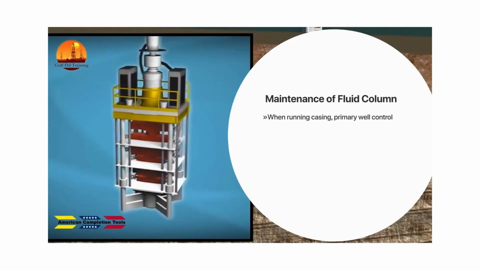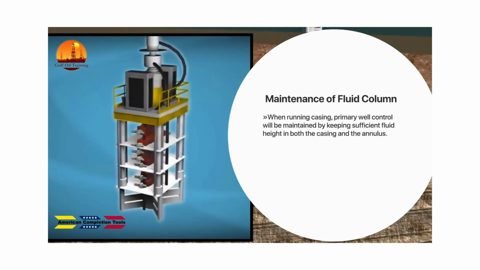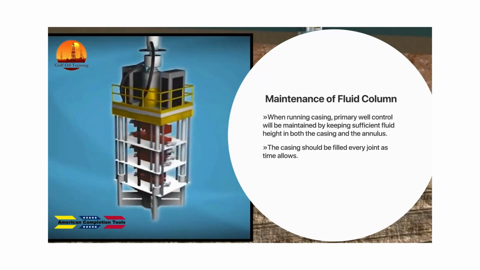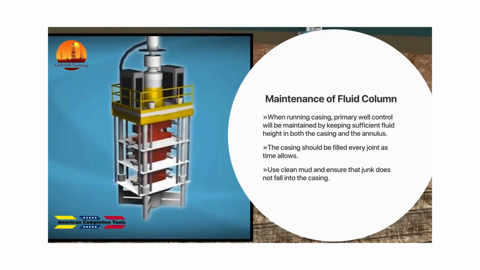Maintenance of fluid column. When running casing, primary well control will be maintained by keeping sufficient fluid height in both the casing and the annulus. The casing should be filled every joint as time allows. Use clean mud and ensure that junk does not fall into the casing.